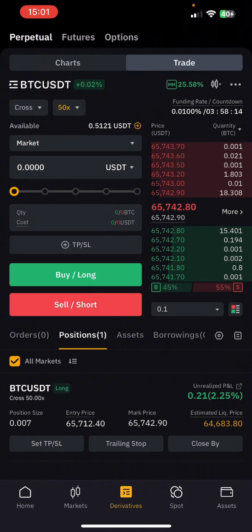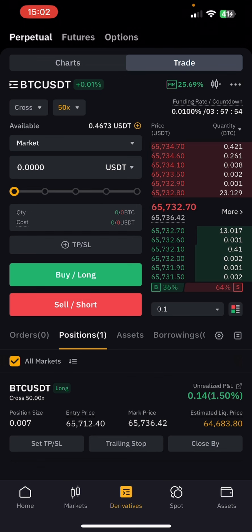So we bought 0.007. This is the entry price. We entered when Bitcoin was at 65,712.40. This is the current market price. So we are now in profit.